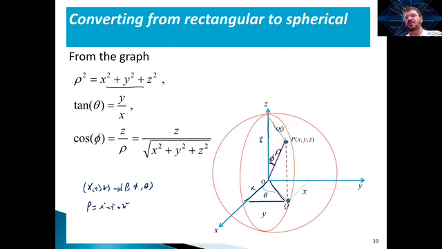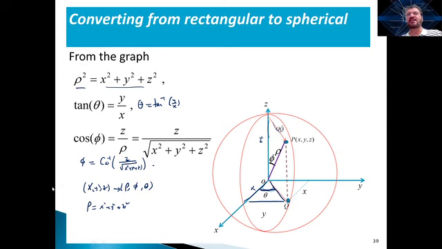Now, how do we get theta? The same thing, remember? Theta is tangent inverse y over x. How do we get the phi? We know that z, remember, is rho cosine phi. So cosine phi is z over rho. Rho we already found here. So this is how you find the value of phi. That means phi is equal to cosine inverse of z over the square root of x squared plus y squared plus z squared.